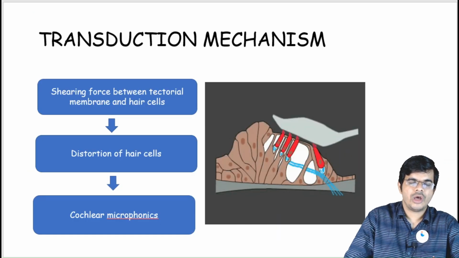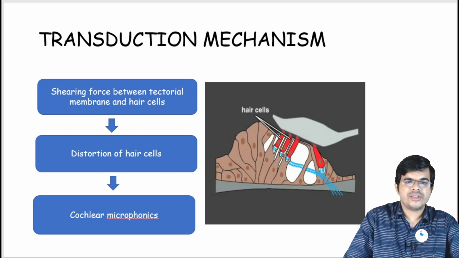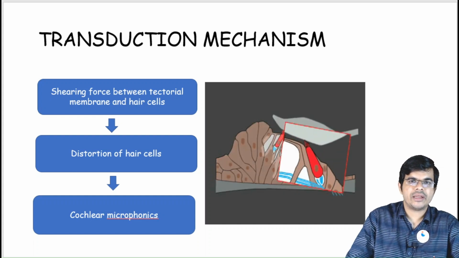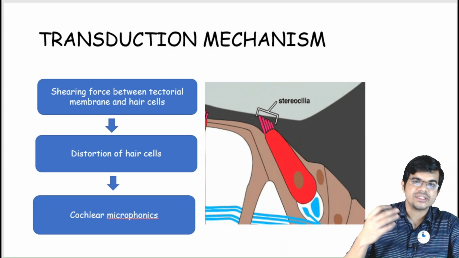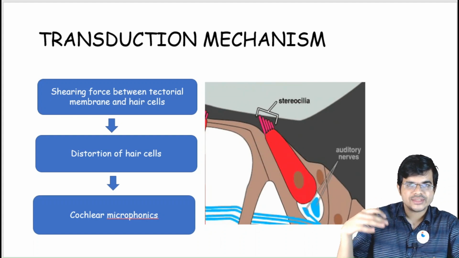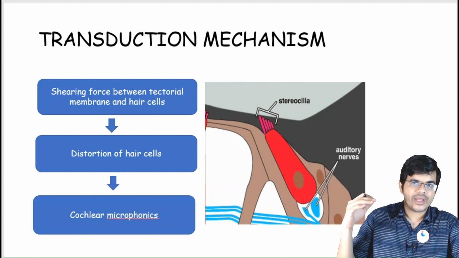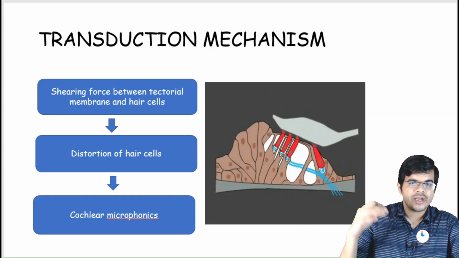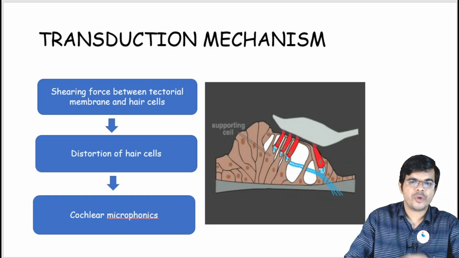Okay, as you can see in this picture. Now how does transduction happen? There is a shearing force between the tectorial membrane and the inner hair cells, and these inner hair cells are the ones which contribute majorly to the sensory neural signals. Okay, the outer hair cells only have a neuromodulatory action, and because of that cochlear microphonics occur.